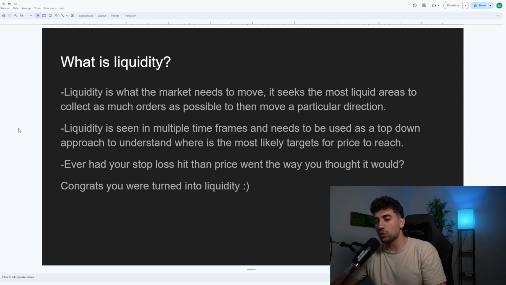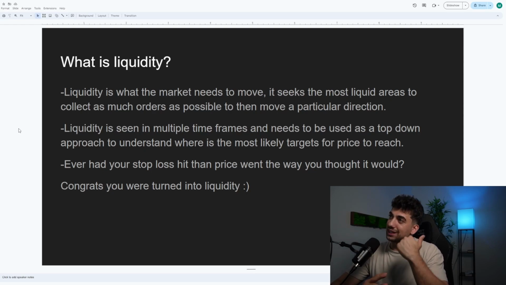The more money it has, the more it can move, the more volatile the market is. If you were trading since 2020, the moves were more volatile because people were sitting at home. There was a bunch of money in the markets. Interest rates were low, so hedge funds and institutions could borrow more money, which means there was a little more liquidity. And that's it. The market wants to head to the most areas of liquidity, take it out, and then move the opposite direction, more often than not, or the direction it wants to go to.